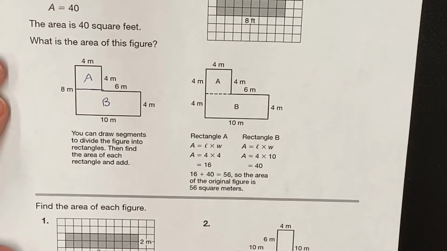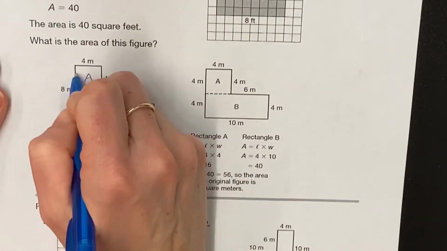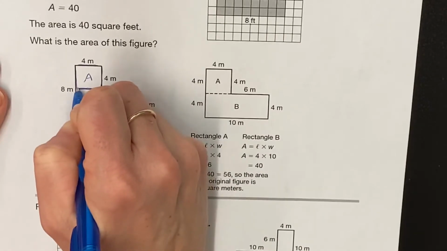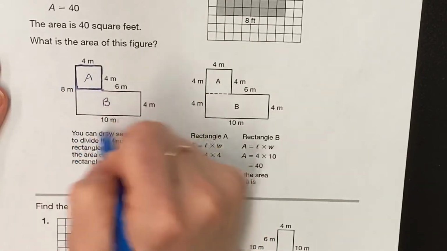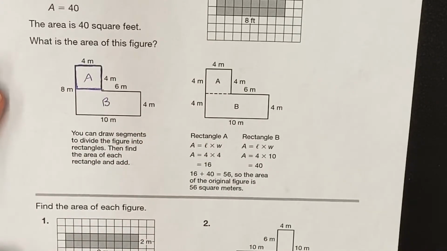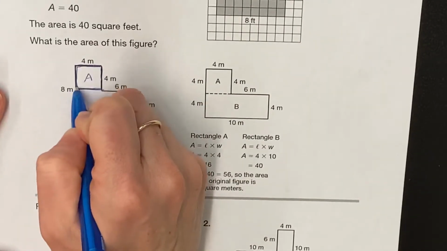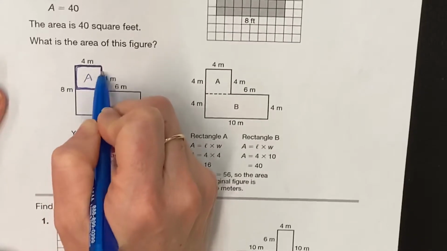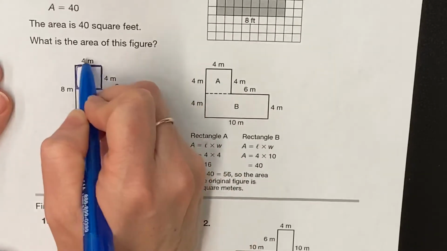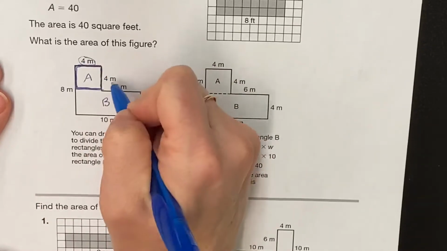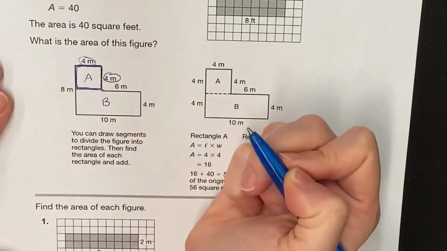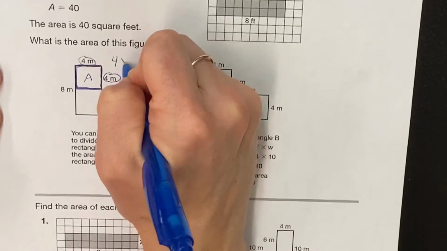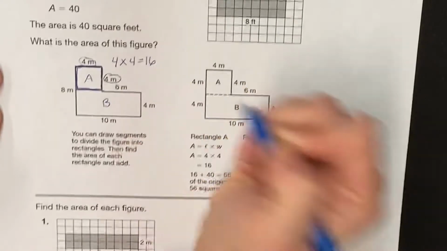Okay, so now what we have to do is find the length and the width of each shape. So let's start with shape A. Now you have a lot of measurements all around this shape, but remember that we're just looking for the length times width. So if you can find the length times width of A, then you can find the area. Well, since it's a square, the length and the width are going to be the same. So the length is 4 meters and the width is also 4 meters. So for this, I would take 4 times 4 and get 16.